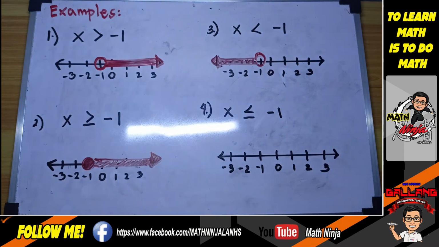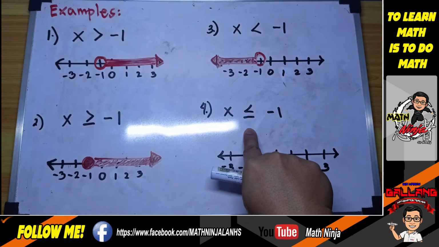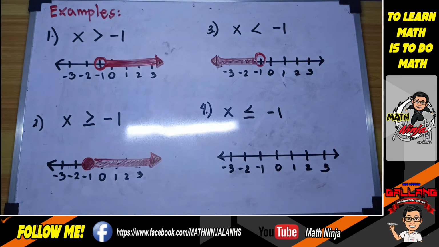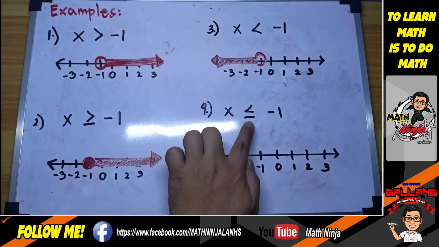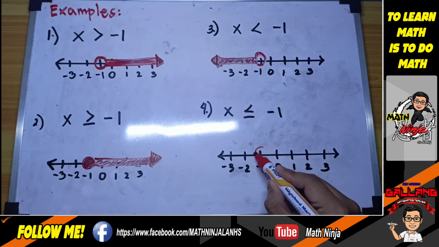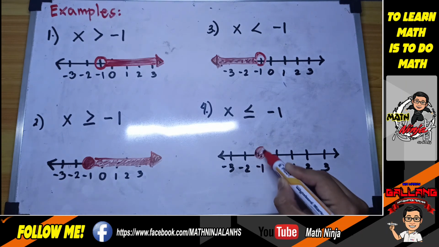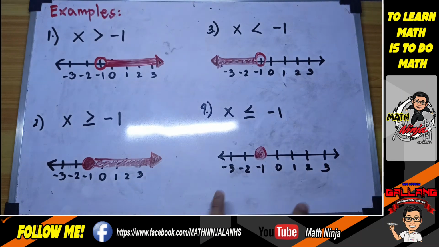Okay, next, number 4. We have x is less than or equal to negative 1. Okay, so halos parehas lang sila ng example number 3, pero ang ginamit lang na inequality symbol dito is less than or equal. So, alam naman na natin kung anong uri ng circle ang ating gagamitin, and that is solid circle dahil meron nang involved na equal sign. Okay? So, hanapin lang natin yung value ng x, which is negative 1. So, drawing lang natin yung solid circle.